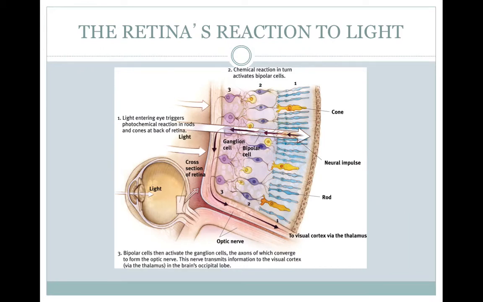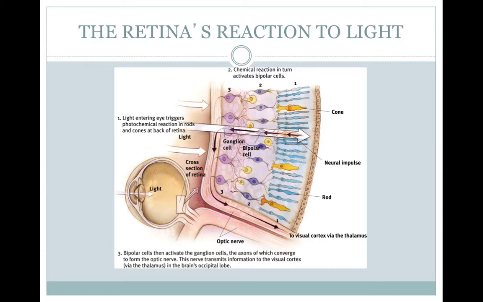This next slide is a really good slide for you to memorize in terms of transduction. If you followed a single particle of light energy into your eye, you would see that it first makes its way through the cornea, through the pupil and iris and lens, and then it hits the back of the retina. So this slide actually shows you a cross-section of the back of the retina. And the light triggers the rods and cones to be stimulated. And that starts the process of neural transduction.